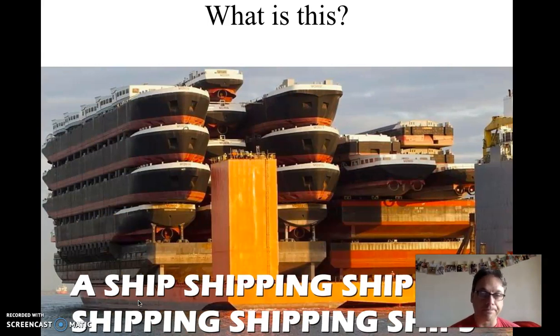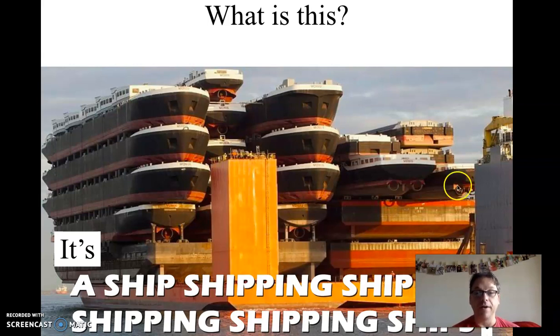Now I have a very complex sentence for us. What is this? Here we go. Let's make it a sentence. This is not a sentence, so let's turn it into a sentence to answer this question. What is this? It's a ship shipping ship. Shipping, ships, period. Now we have a sentence. But we have 1, 2, 3, 4, 5, 6 versions of the same word, 6 forms of the word from the same word family.